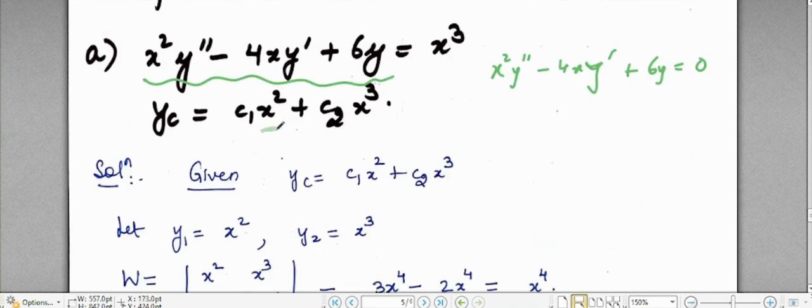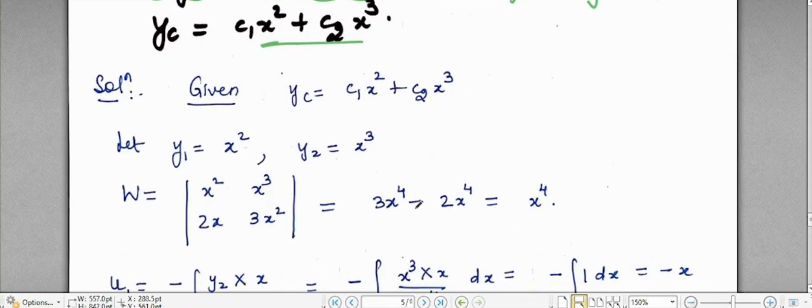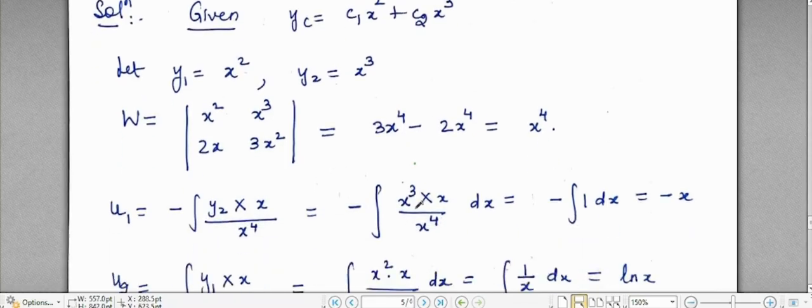Now it's your job to name either x square as y1 or x cube as y2 or the other way around. Whatever is convenient, whatever you like, you just name one of the functions that you have in yc as y1 and the other one as y2, and the procedure says calculate the Wronskian. Once you have the Wronskian, apply the formula minus integral y2 into right hand side.